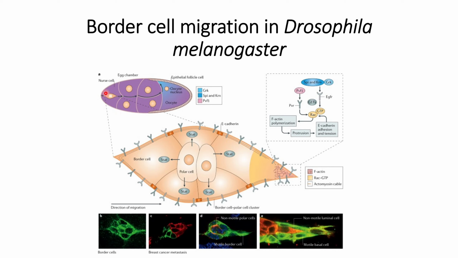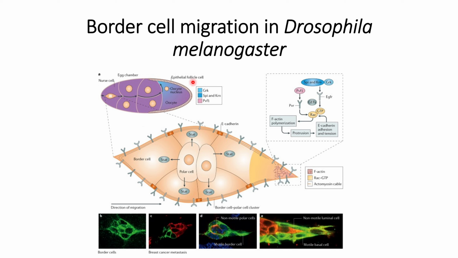In this video, we will discuss border cell migration in Drosophila melanogaster. In normal terms, this is a kind of fly. And why are we discussing border cell migration in Drosophila melanogaster? Because it is related to how cancer cells migrate, especially in the case of breast cancer cell metastasis, that is shown in panel C. So before going into the lower panels, let us understand border cell migration in Drosophila.